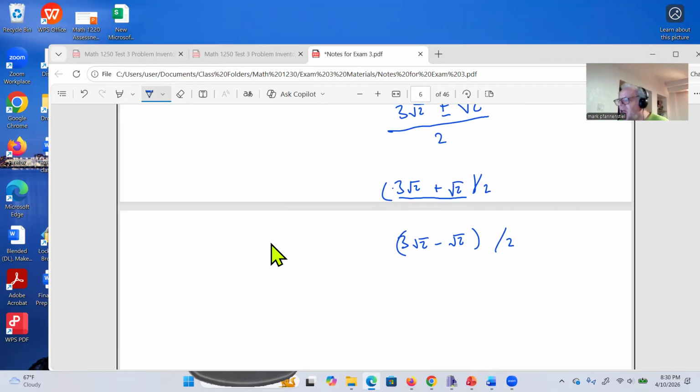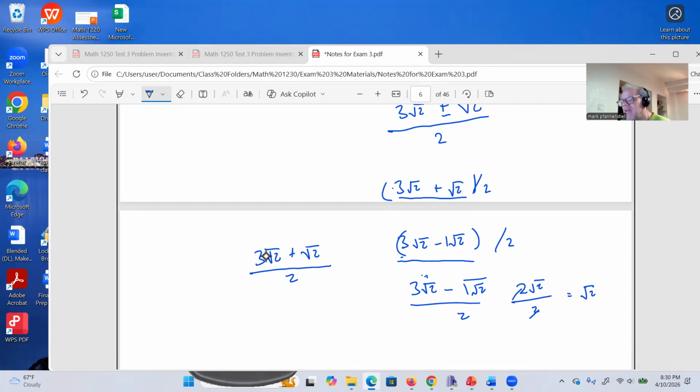I'm just trying this out. So we have two answers because this is positive. We could check it in the calculator, but 3 root 2 minus 1 root 2 all over 2. 3 minus 1 is going to be 2 root 2 divided by 2, and that's going to be the square root of 2. Or we could have 3 root 2 plus root 2, again, all over 2. 3 root 2 plus 1 root 2 is equal to 4 root 2 divided by 2. We actually end up with 2 root 2. Okay? So that's what we end up having here.